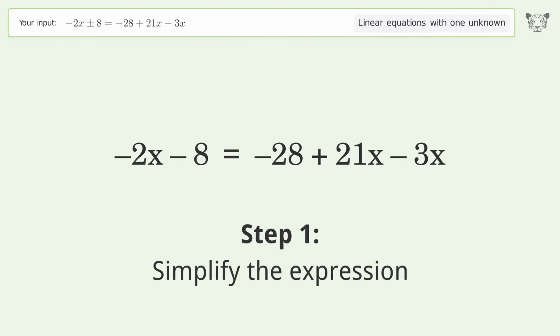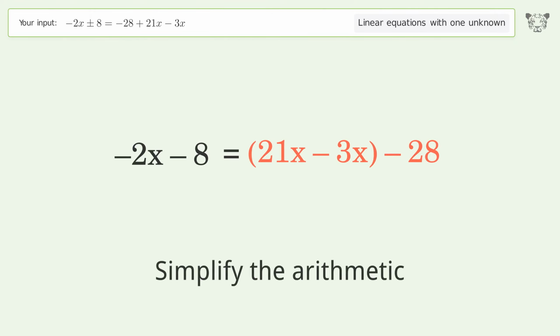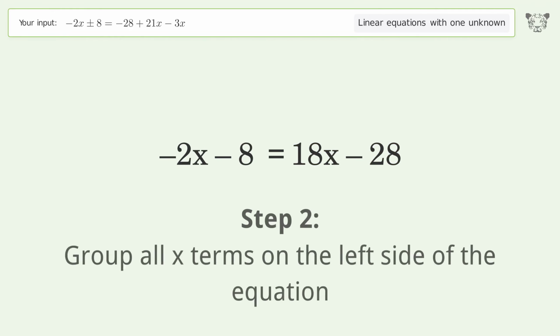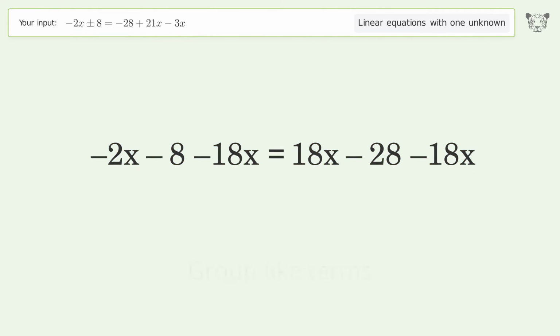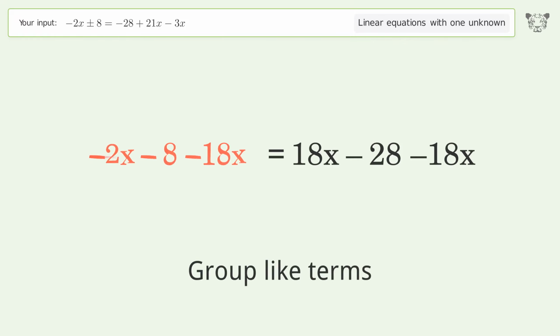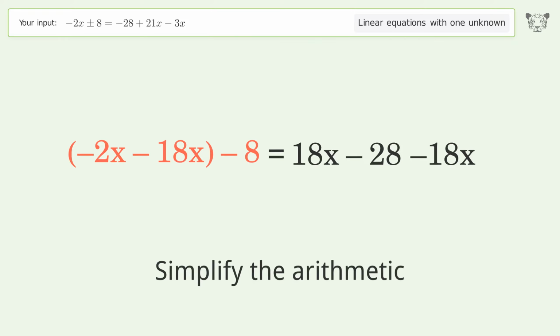Simplify the expression. Group like terms. Simplify the arithmetic. Group all x terms on the left side of the equation. Subtract 18x from both sides. Group like terms. Simplify the arithmetic.